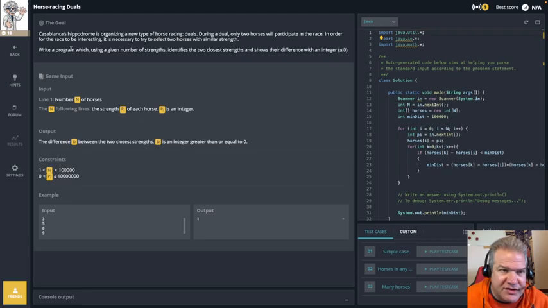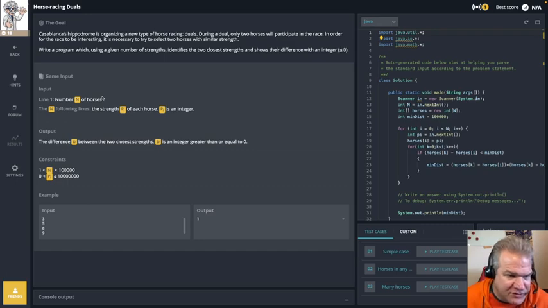Write a program which, using a given number of strengths, identifies the two closest strengths and shows their difference with an integer, which is greater than or equal to 0. So like all the games here at CodingGame, we're going to be receiving all input from standard in. In line 1, we're going to get the number of horses. And then the next n lines, for each horse, we'll get a line that will show the strength of the horse. And that strength will be an integer. So we need to output the difference d between the two closest strengths. And d is an integer greater than or equal to 0.